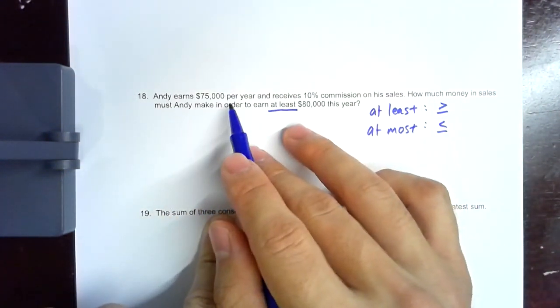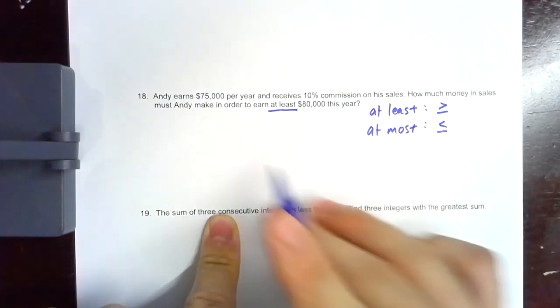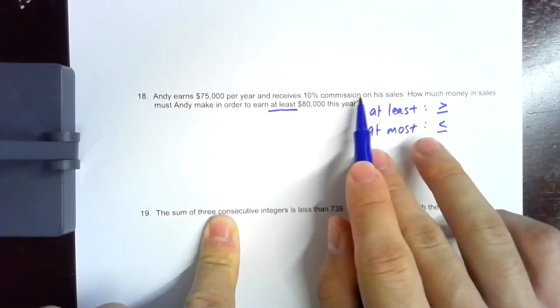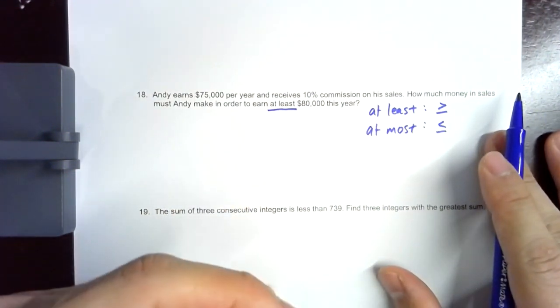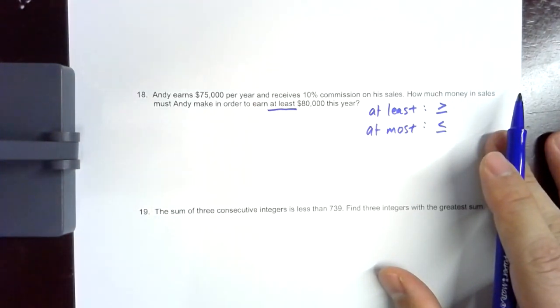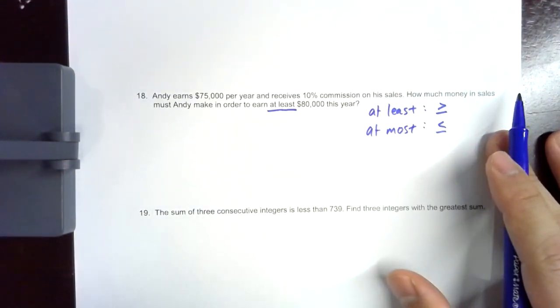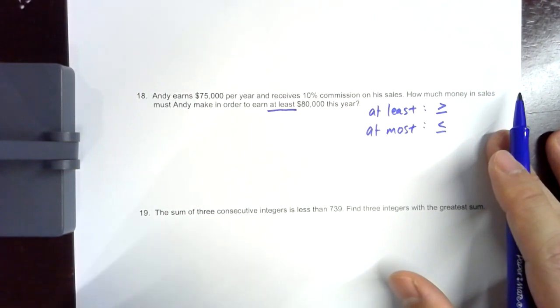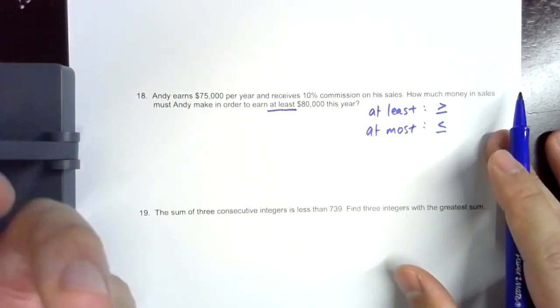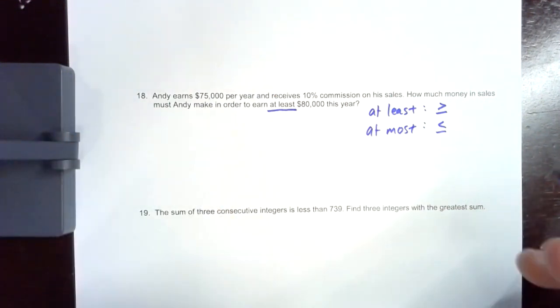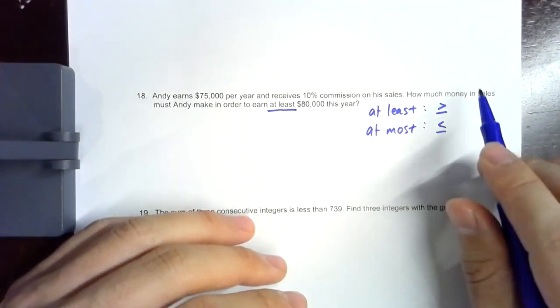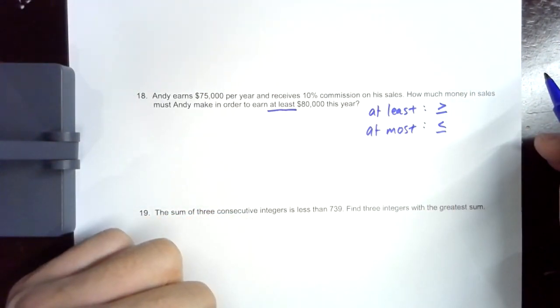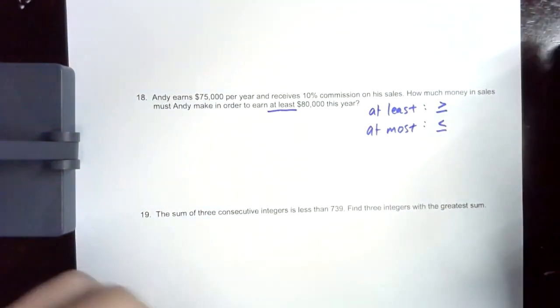And Andy earns 75,000 per year, so he already has a base salary of 75,000 per year. He also gets 10% commission on his sales. Remember that commission is basically an extra bonus, or it's pay for how many products or how many items you sell. An example of that is if you're a car salesman and you sell a lot of cars, maybe there is commission for you, right? If you sell property and you sell houses, you can earn a certain percentage of the property value as commission. So it's really, really good for the jobs that have commission, right?